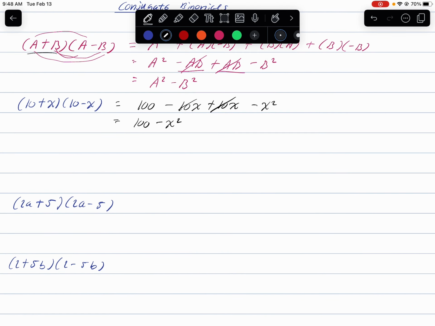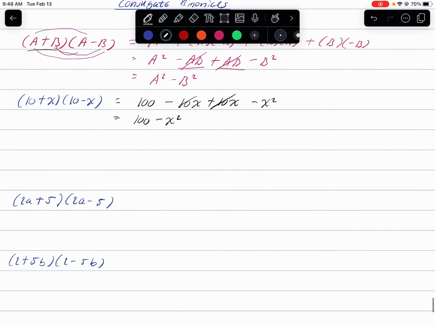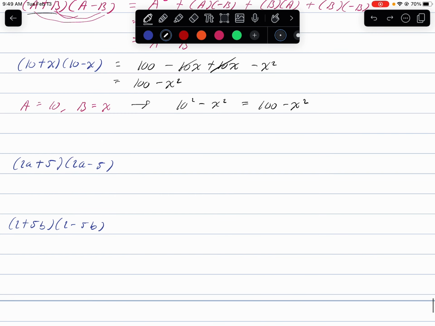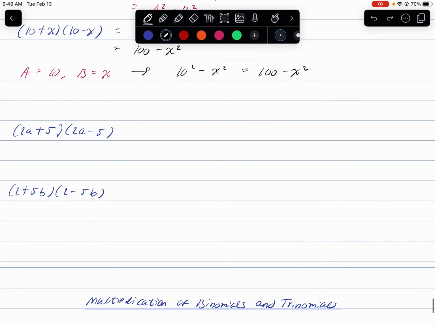Or if we just want to use the a squared minus b squared formula that we just derived, if we say that a is equal to 10 and b is equal to x, that's going to give us 10 squared minus x squared, and 10 squared is just 100, and then we can leave x squared as is, so we get 100 minus x squared. And these two are the same. So you can use the FOIL technique, or you can use the conjugate binomial formula that we just derived here. Obviously, the conjugate binomial formula should be a little bit faster. So for these next two examples, we're going to just use that.